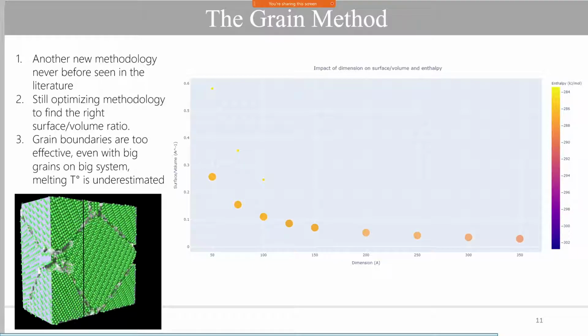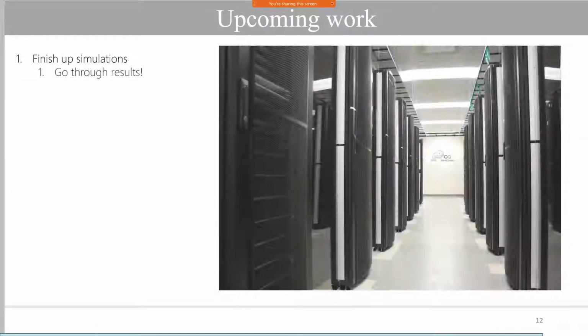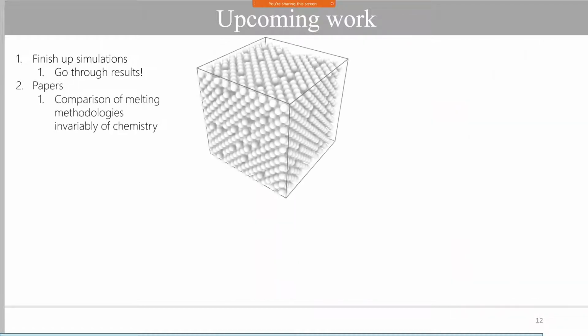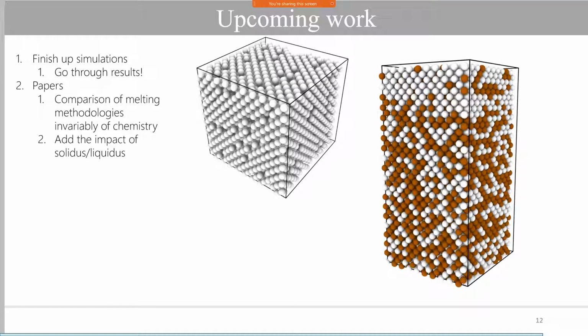Alright, so for the upcoming work, it's basically finishing up simulations and going through the results, as well as writing papers. So here's a picture of Beluga, the supercomputer we're working on, and thanks again to Compute Canada for lending us those resources. Then working on papers. The first one would be on comparing the different melting methodologies, invariably of chemistry, and then adding the impact of solidus and liquidus, as I showed you before. And then the third one is using grain defects.